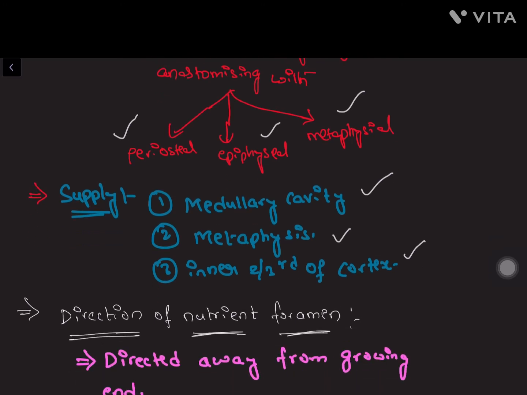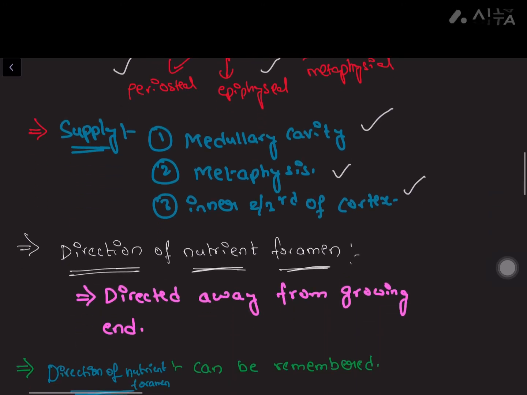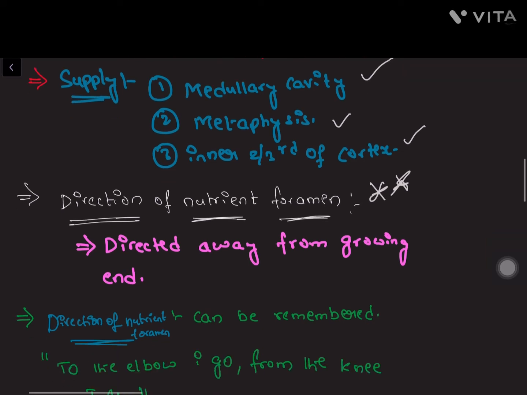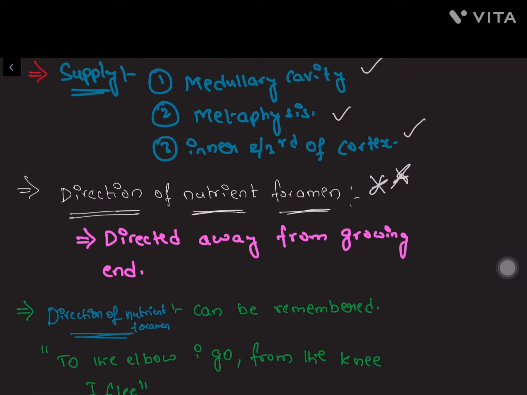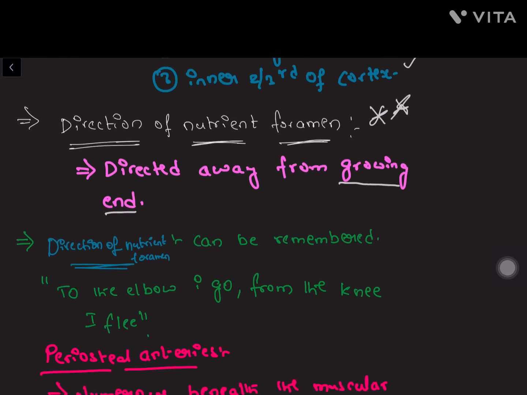So here the most common viva question, 2 marks question, or MCQ is: what is the direction of the foramen? The direction of the nutrient foramen is always directed away from the growing end. So how to remember this? Here is a mnemonic: to the elbow I go, and from the knee I flee.